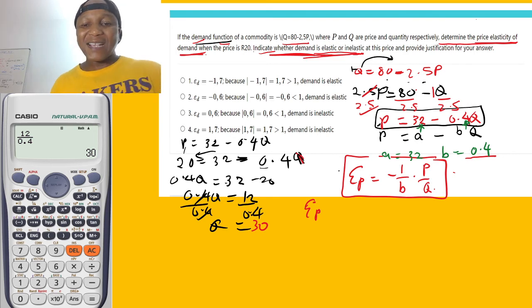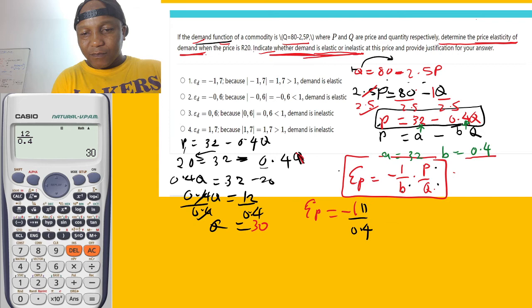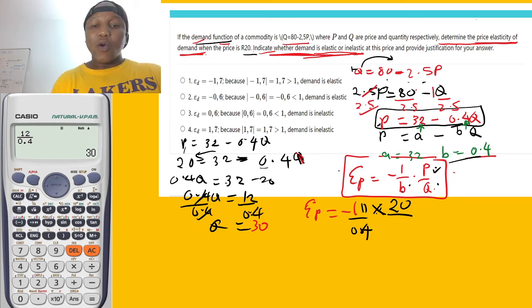The price elasticity of demand equals negative 1 over B, multiplied by P over Q. What is B? Our B equals 0.4, because we compare with P equals 0.4 times Q. What is P? Our P, which they give us, equals 20, over our Q. When P equals 20, our Q equals 30.